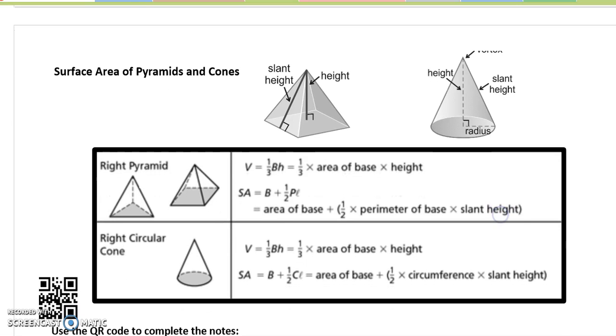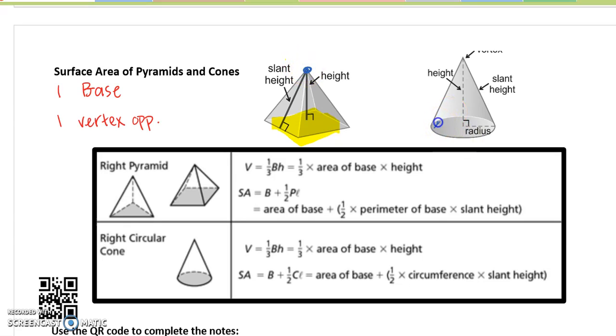Just a reminder, both pyramids and cones only have one base and they have one vertex opposite the base. On this first pyramid, we have a square base. So here is my base. And opposite that base, we don't have another square because it's not a prism. Instead, we have a point.